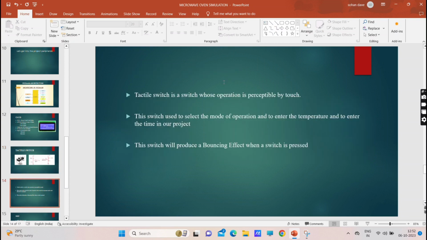Now I'm going to talk about the tactile switch's main characteristics, which is known as operation is perceptible by touch, which is nothing but if you touch the keypad it works on, and when you touch it off, it turns off the whole keypad.